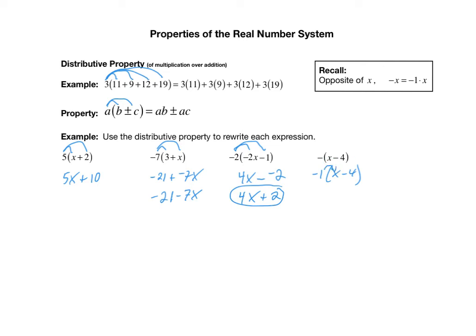Negative 1 times x, as you see up here, is the opposite of x. So this is the opposite of x. Then we have minus negative 1 times 4 is negative 4. And again, people would not typically write minus negative 4. So this can be rewritten as negative x plus positive 4. So 5x plus 10 is the same thing as this. Negative 21 minus 7x is the same thing as this. 4x plus 2 is the same thing as this. And the opposite of x plus 4 is the same thing as this.